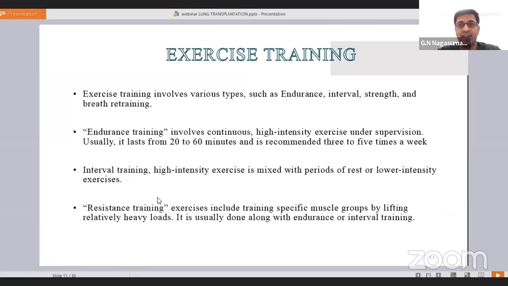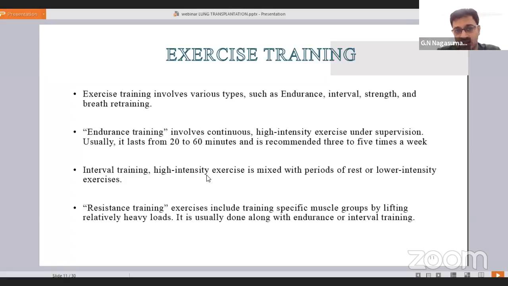So, exercise training. The considerations we'll be looking at are endurance training, interval training, and resistance training. Endurance training can be high intensity or low intensity. Before, I explained the 6-minute walk test. If the patient can achieve more than 70%, I can think of high intensity training under supervision. The high intensity training can be given for somewhere between 20 to 60 minutes.